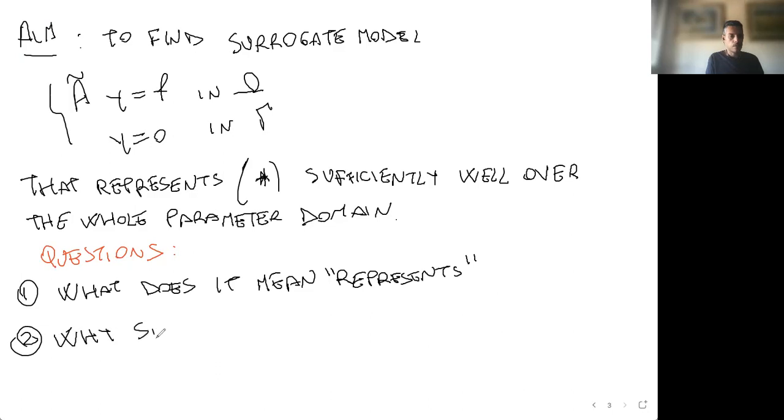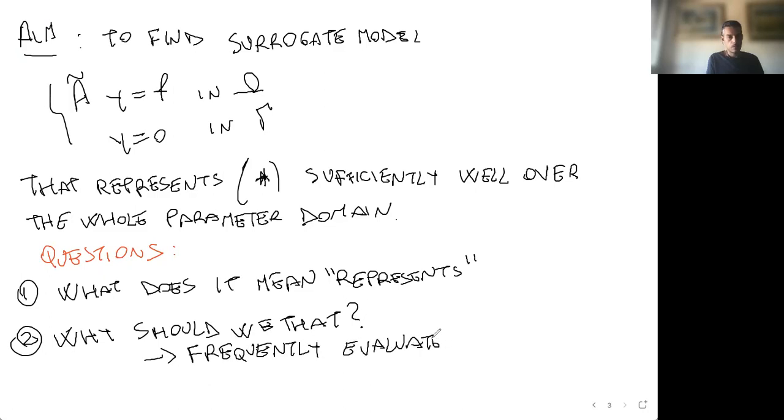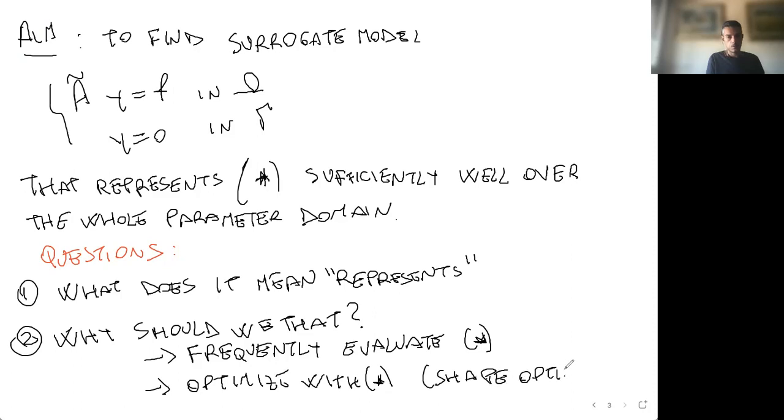Why should we do that? As I mentioned, for instance, we want to frequently evaluate star. Or we want to, for instance, optimize with star. So this is something like shape optimization. This problem also involves a frequent evaluation of the high-dimensional problem.